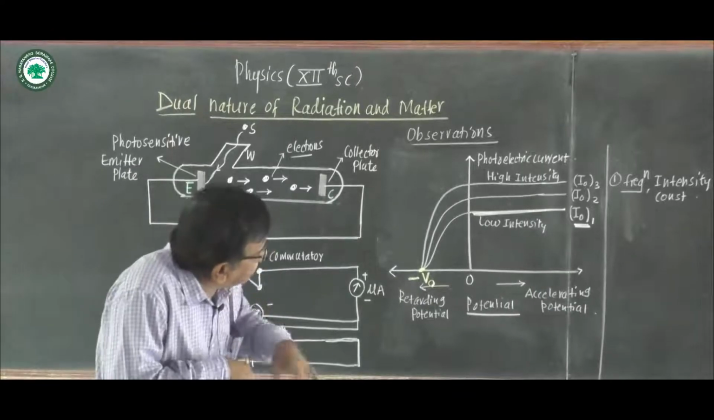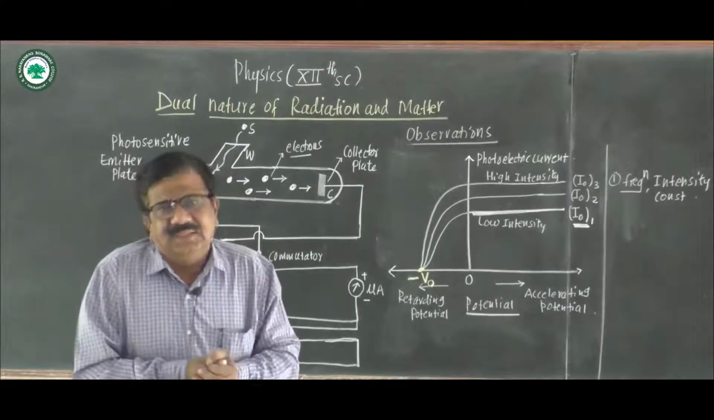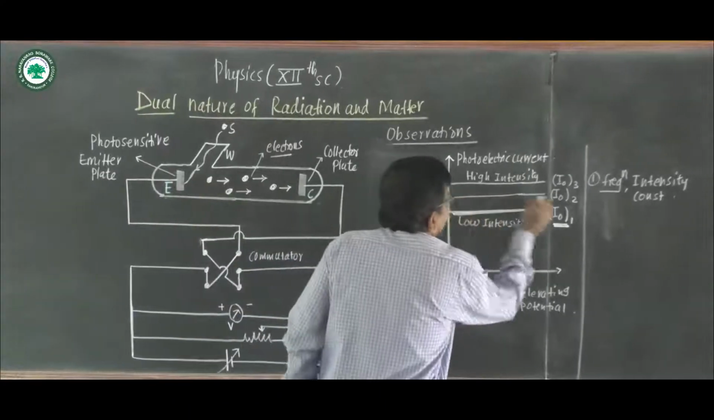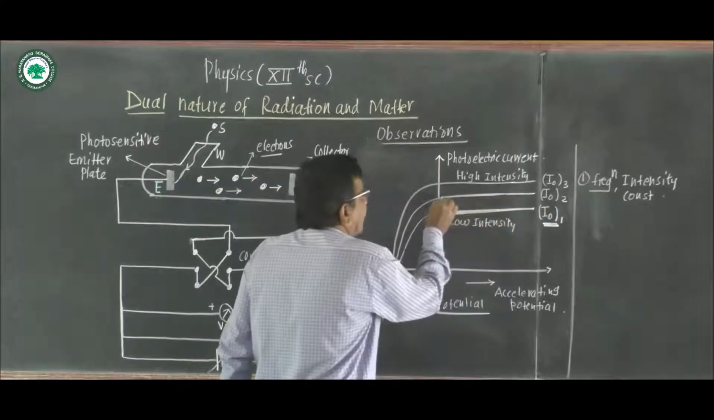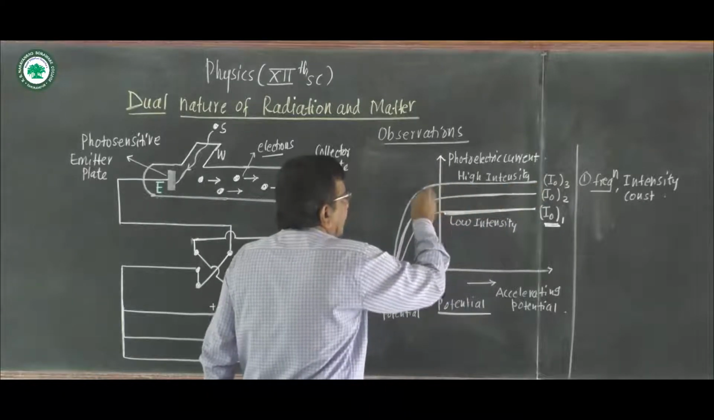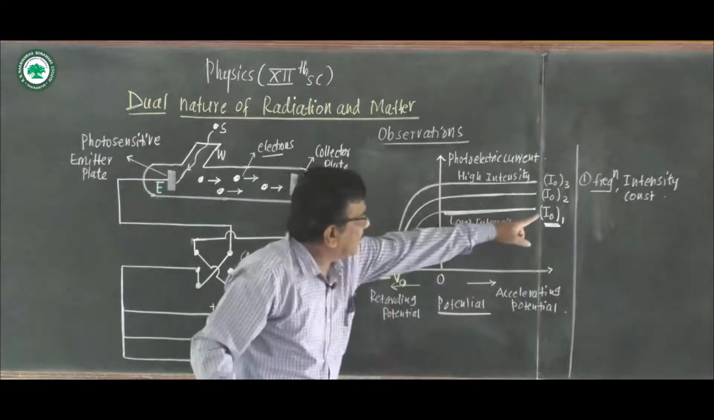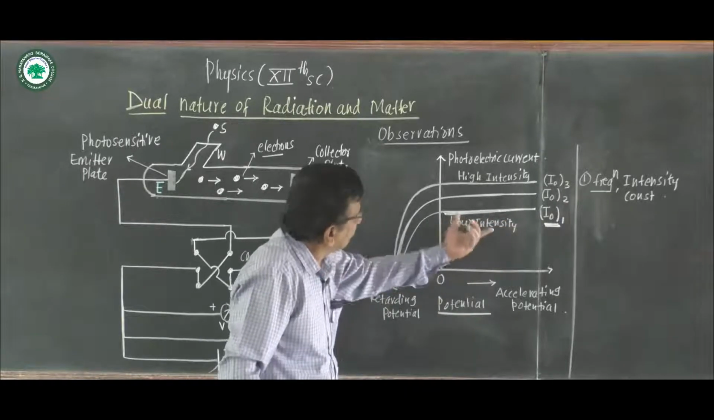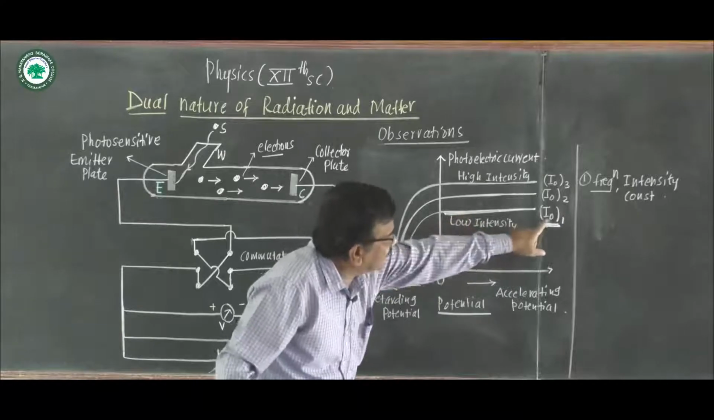If intensity is doubled, saturation current is also doubled. See here, these are the graphs for the different intensities. This is one graph for the intensity I0, low intensity, and the saturation current is I01.